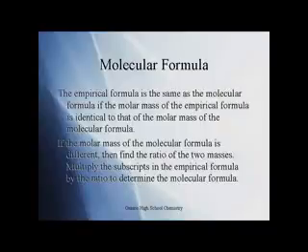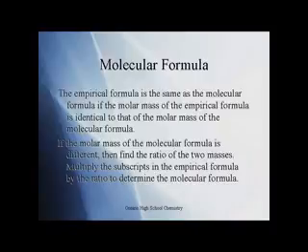We now need to check to see if the empirical formula is the same as the molecular formula. And we do this by comparing the molar mass of the compound, which is given in the problem, to what we will call the empirical formula mass. So we're going to take the empirical formula of C2H5 and find the molar mass of that.